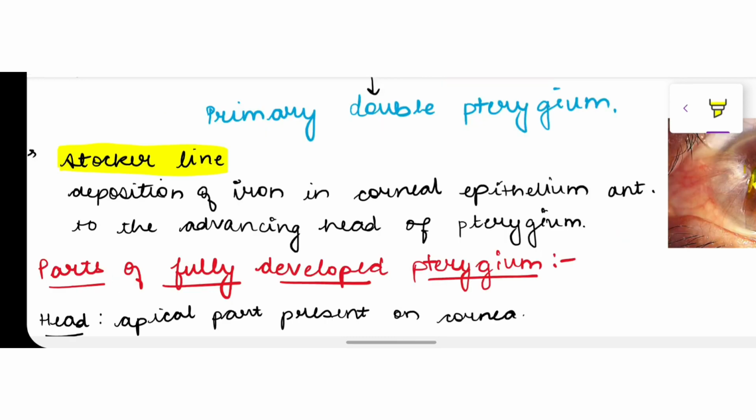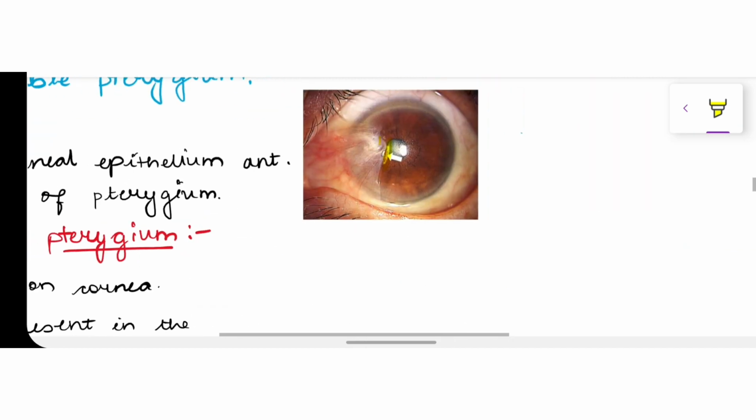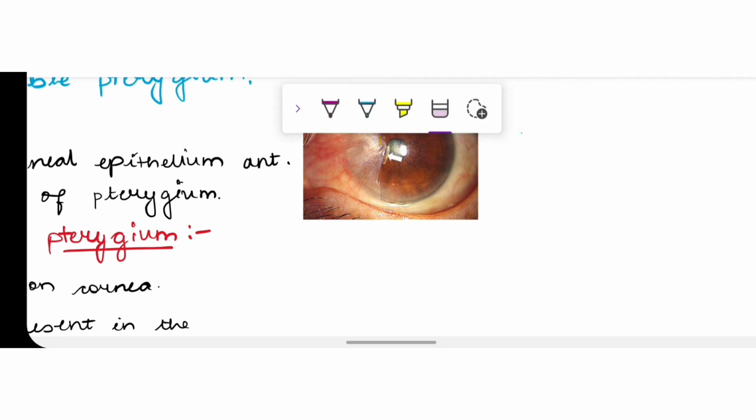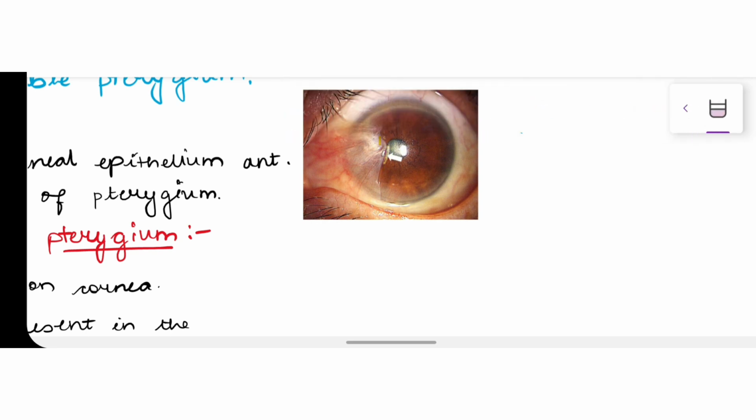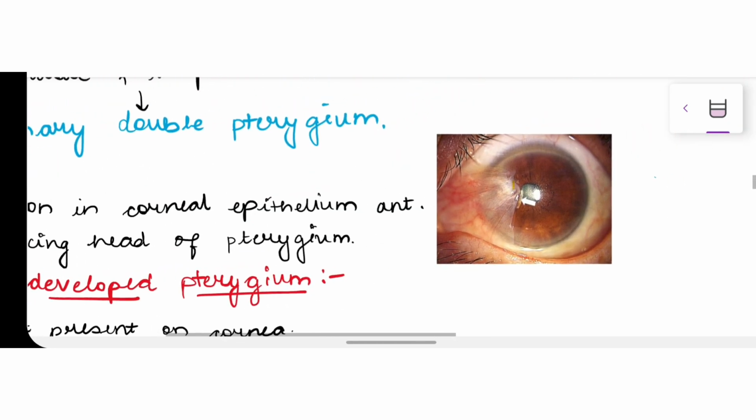The second thing is Stocker's line. What is Stocker's line? It is a deposition of iron in the corneal epithelium, anterior to the advancing head of the pterygium. This is the head of the pterygium, and anterior to the head we can see the iron deposition. This is known as Stocker's line.